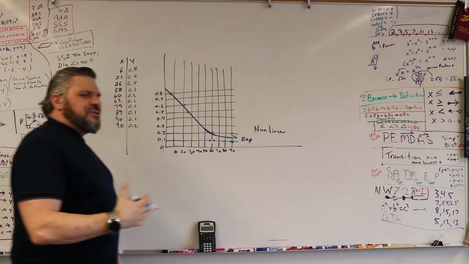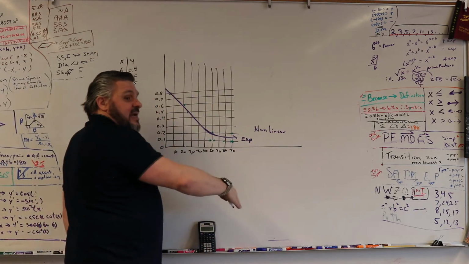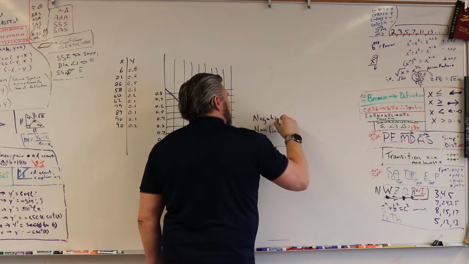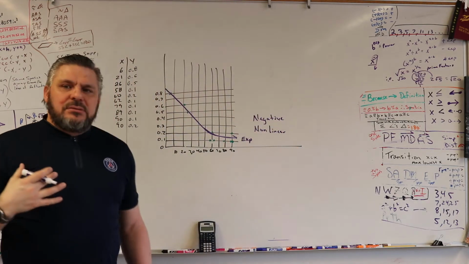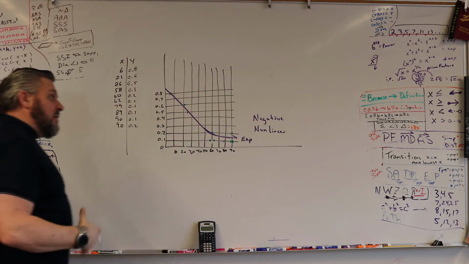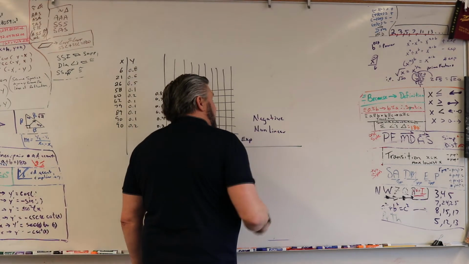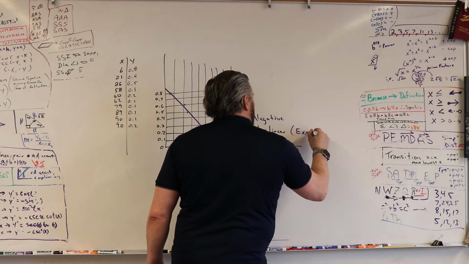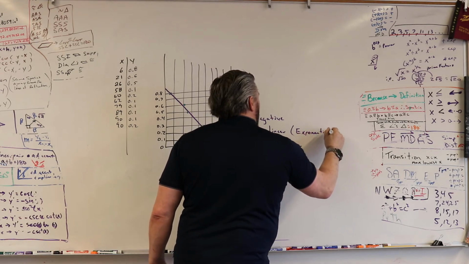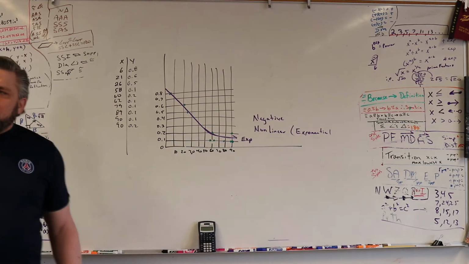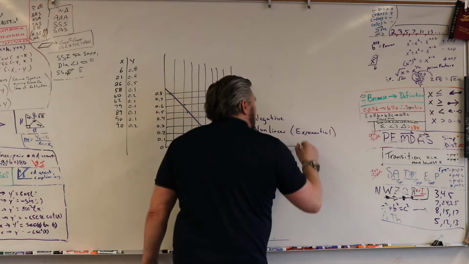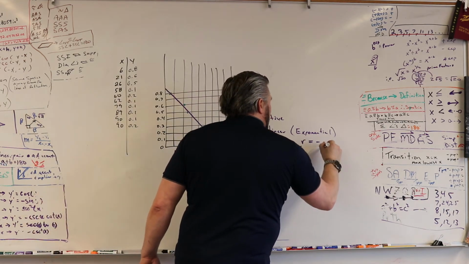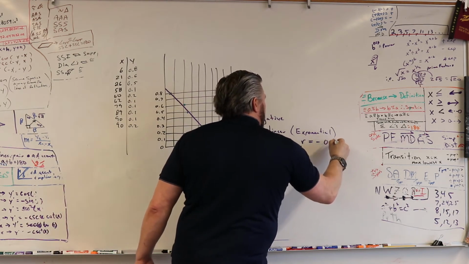Okay? So they want you to say that it's a negative, because it goes down, right? Negative, non-linear function. Now in this case, if you do call it nonlinear, then you could call it exponential. Okay? And at that point, you could say your R value is pretty tight. So it would be a negative 0.8. Okay?